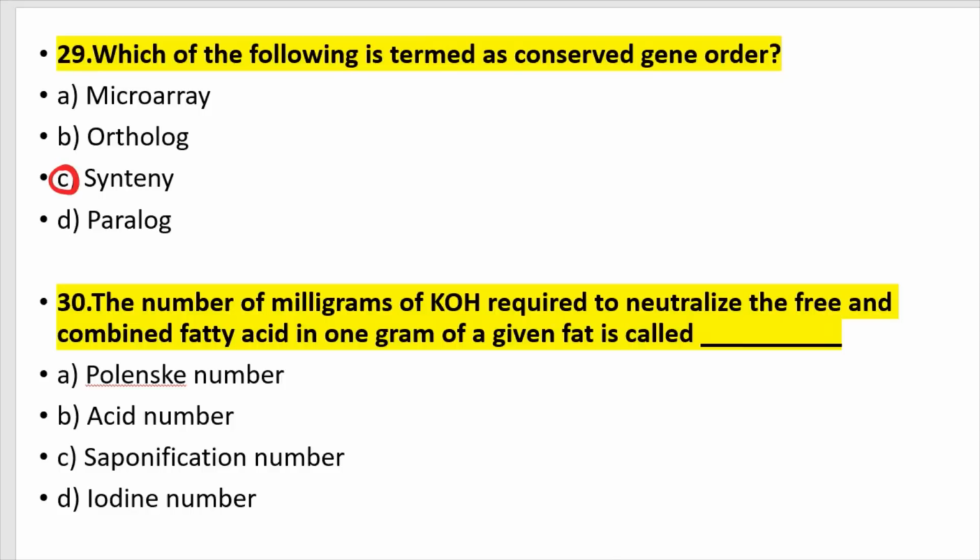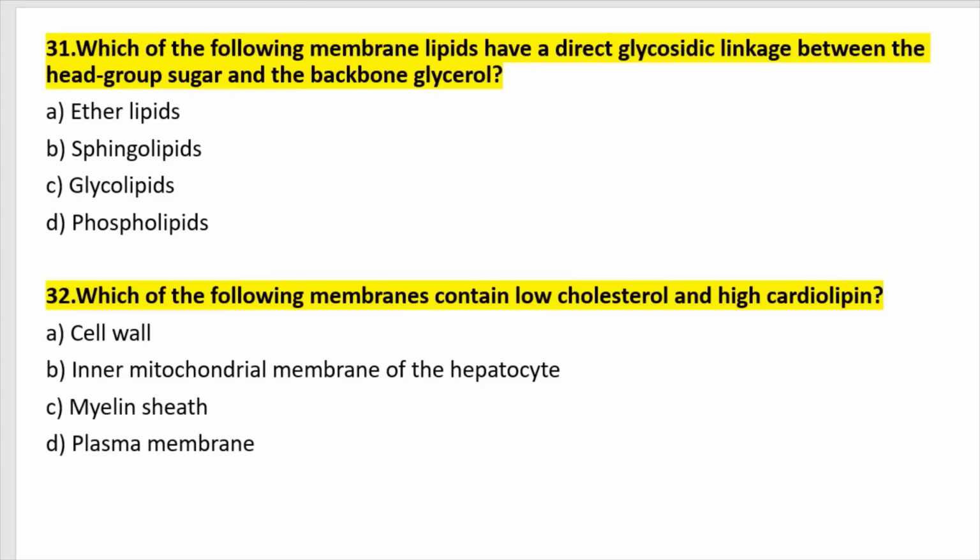The number of milligrams of potassium hydroxide required to neutralize the free and combined fatty acid in 1 gram of a given fat is what we call the saponification number. So this is called the saponification number.